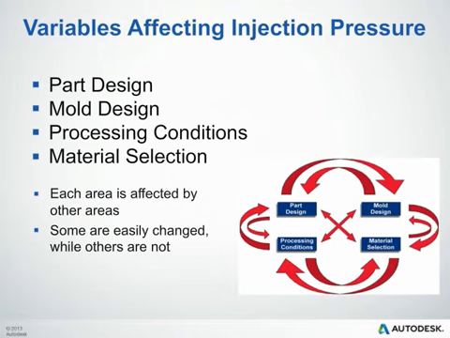There are many variables affecting injection pressure: part design, mold design, processing conditions, and material selection. Each area can be affected by other areas, so if we change our part design, that may mean that we need to also alter our processing conditions a little bit. So it can be complex getting into this, but that's what the software can hopefully help you with. It's also good to note that some are easily changed while others are not. You may be able to adjust your processing conditions, but you may have already ordered your material and have that in the warehouse, so maybe you are not allowed to change that.